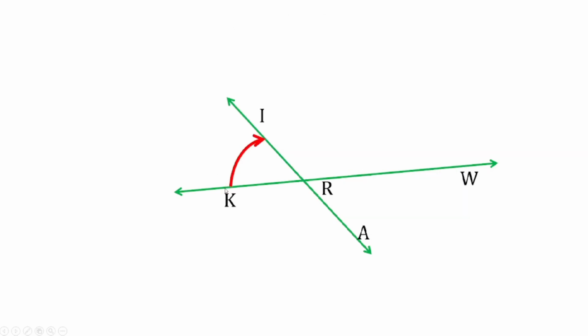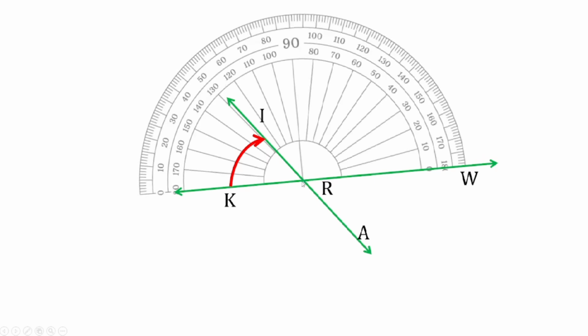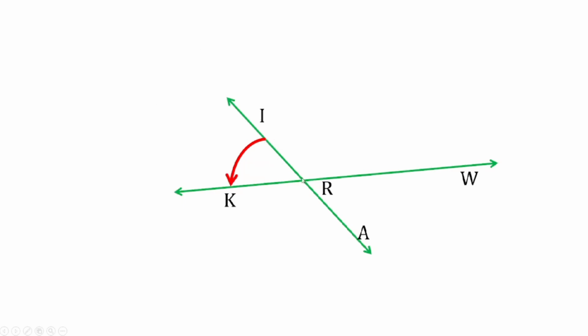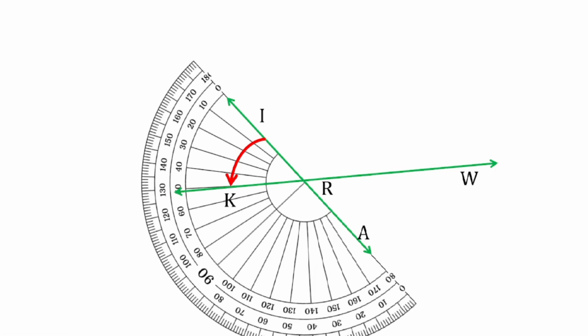Now how about angle KRI? If you start at ray RK, where do you start? Your zero. So again, you place your zero on RK. So this is our zero. Since this is RK, we trace that and we can see that it's around 52, right? You can use a ruler to really reach this part. So that's 52.